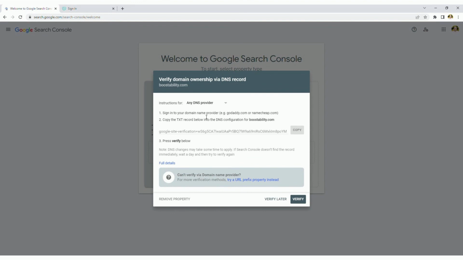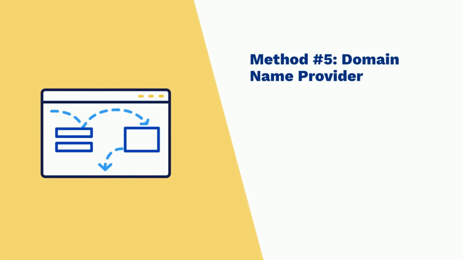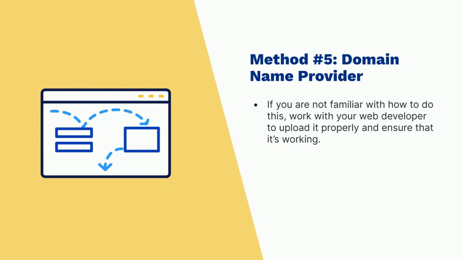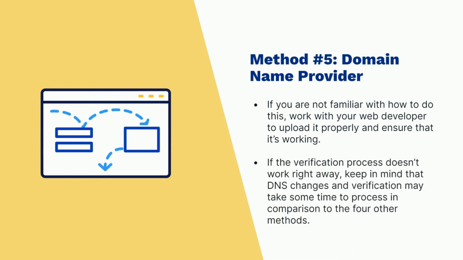If your DNS provider is not listed, copy the TXT record shown and paste it into your DNS configuration. Once you have followed the steps from the DNS provider or the TXT record has been copied into the DNS configuration, click Verify. If you are not familiar with how to do this, work with your web developer to upload it properly and ensure that it's working. If the verification process doesn't work right away, keep in mind that DNS changes and verification may take some time to process in comparison to the other four methods. Wait a few hours and try again if needed.